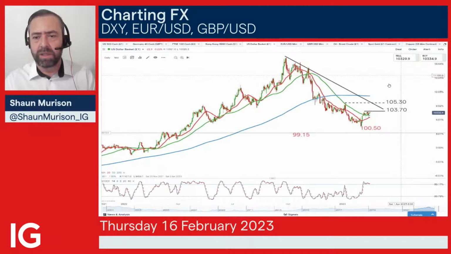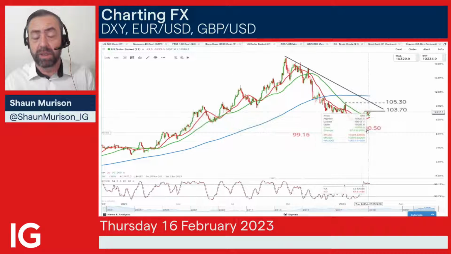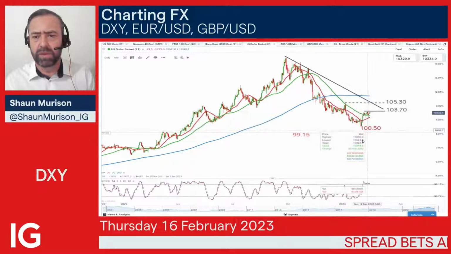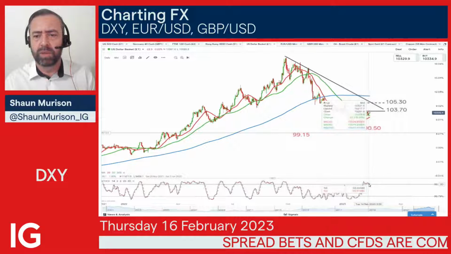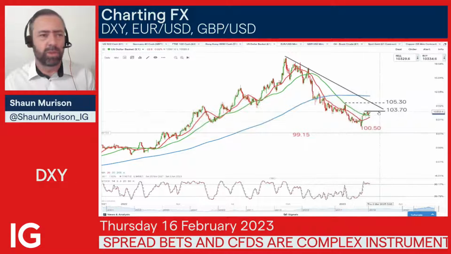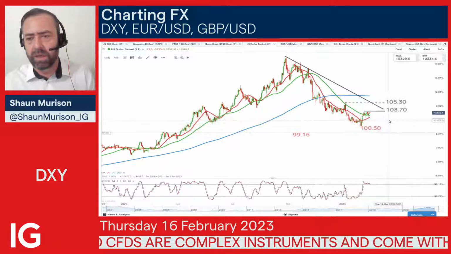Inverse relationship with equity markets and precious metals. You see dollar index or dollar basket as it's labeled with IG. We've had a rebound from oversold territory. That rebound does look to be stuttering in overbought territory right now. We are overbought now. It seems to be a short-term high at about 103.70.